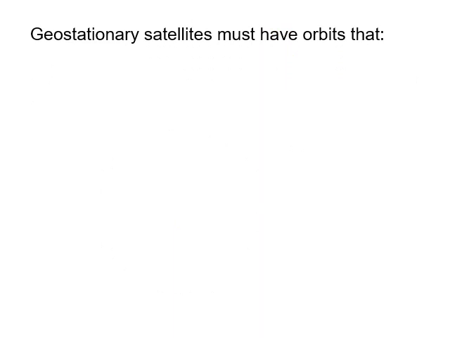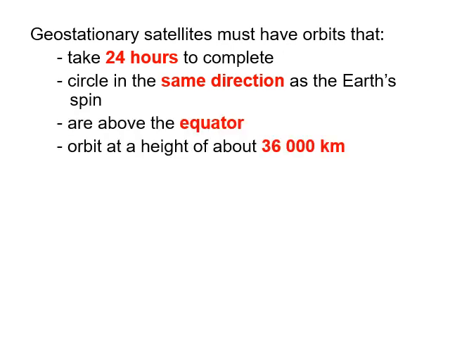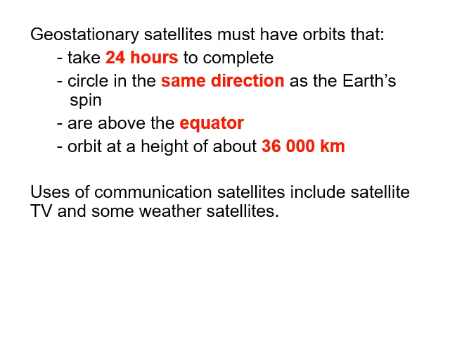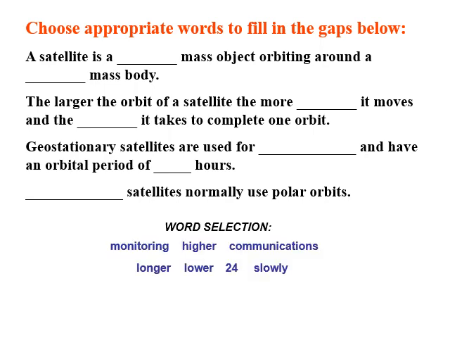Okay, so geostationary satellites must have orbits that take 24 hours to complete, circle in the same direction as the Earth's spin, are above the equator, and have an orbit of a height of about 36,000 kilometers, which allows them to do this 24-hour rotation. Okay, and basically it's used for communication satellites, including the satellite TV that you probably watch with your Netflix, and some weather satellites.